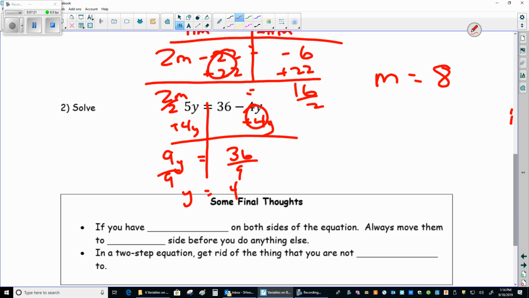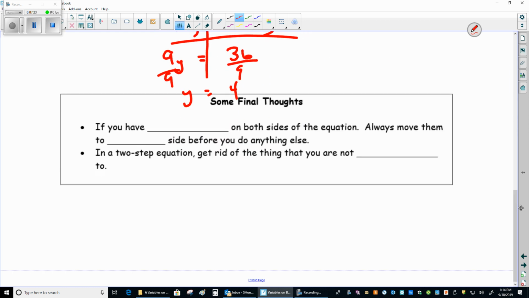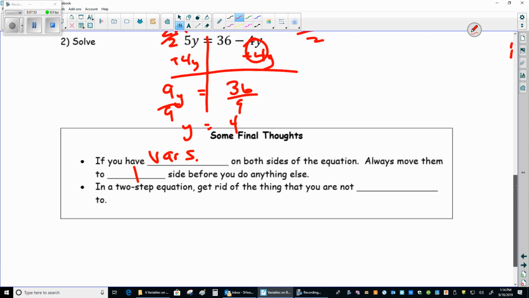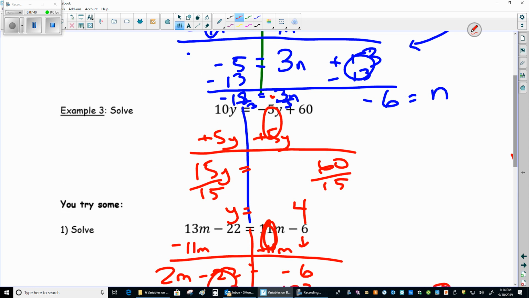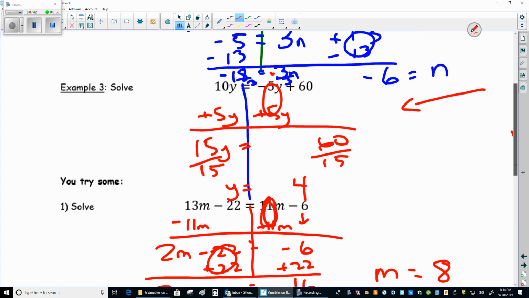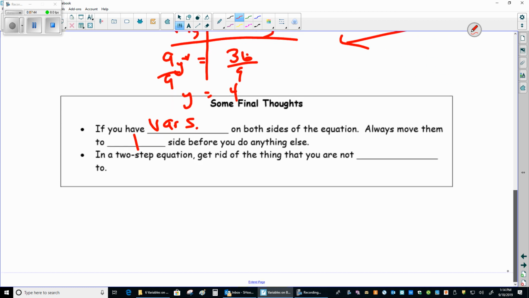Let's do some final thoughts, and we are done with this video. If you have variables on both sides, always move them to one side before you can do anything else. Usually it turns into a two-step equation. If you look at this one right here, it actually turned into a one-step equation, and it also turned into a one-step equation up here. So that's nice. If you do it the right way, it'll turn into a one-step equation even.